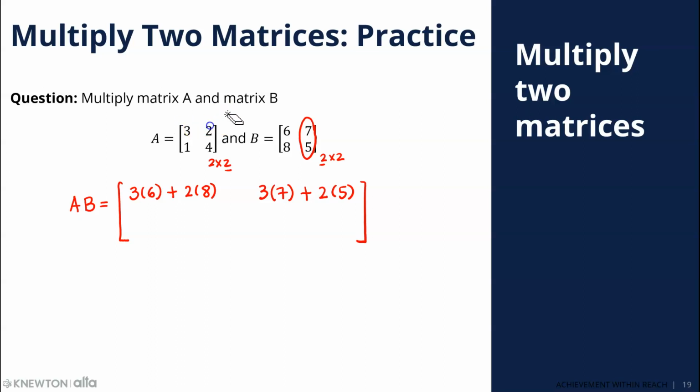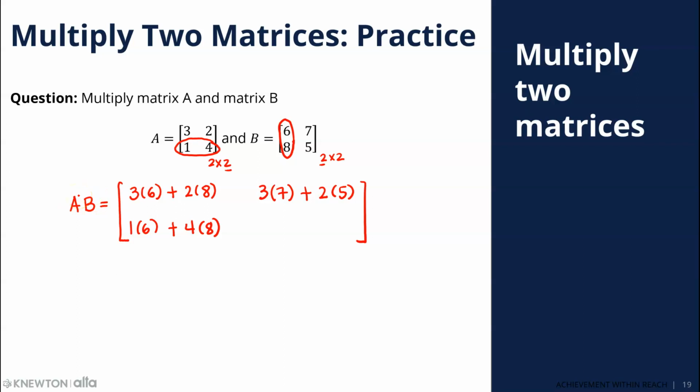And then to obtain the second row entries, you multiply the corresponding entries in the second row in A by the first column in B. And then you multiply the corresponding elements. So 1 times 6 plus 4 times 8. That is your second row, first column entry in the product AB.